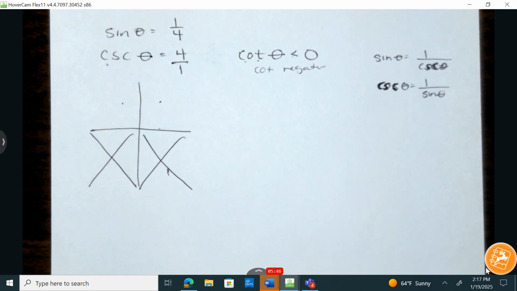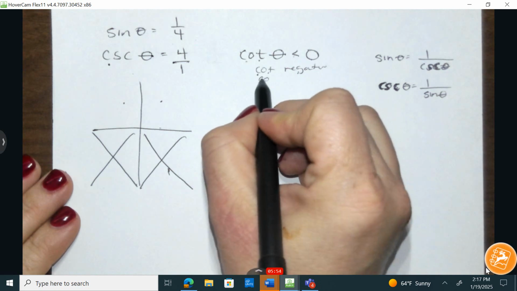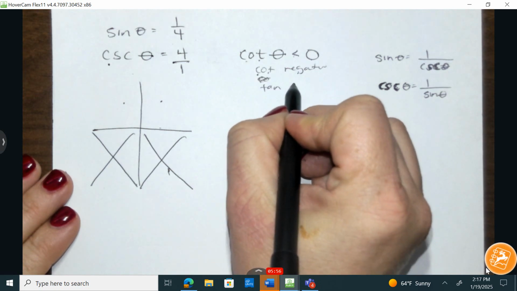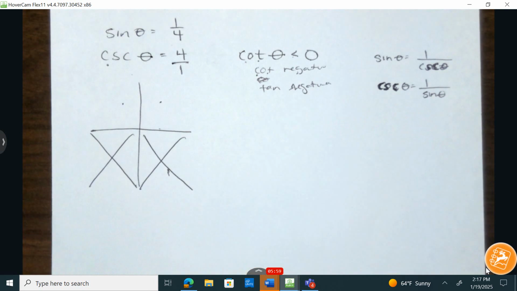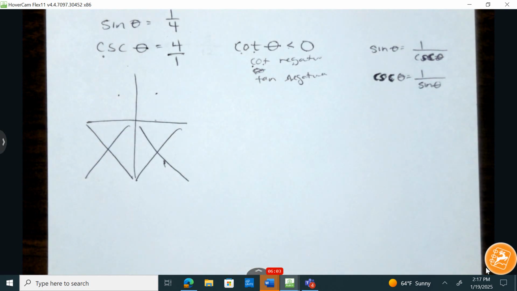Sine and cosecant are going to have the same signs, positive or negative. Cotangent and tangent will have the same signs. So if cotangent is negative, that means the tangent is also going to be negative. So in my 2 remaining quadrants, I need to figure out which one has a negative sign.